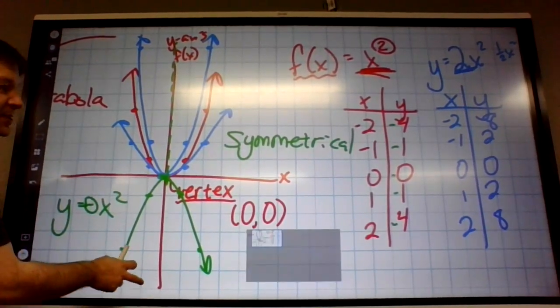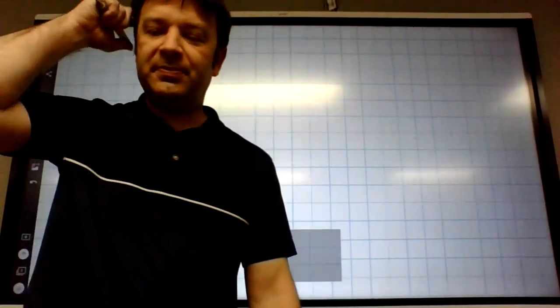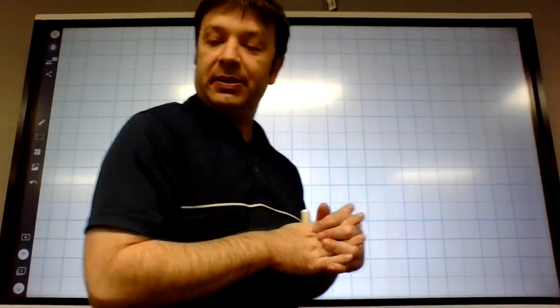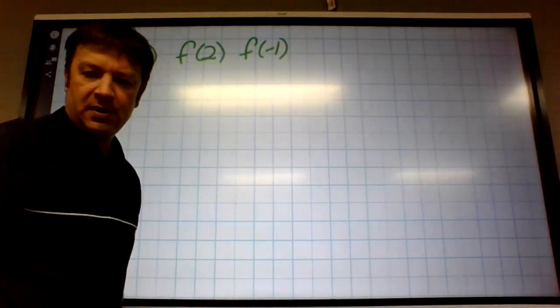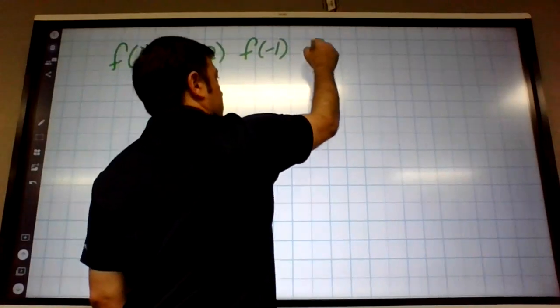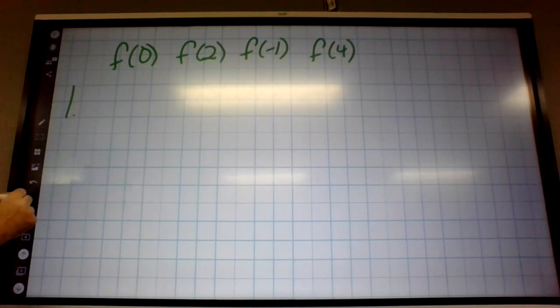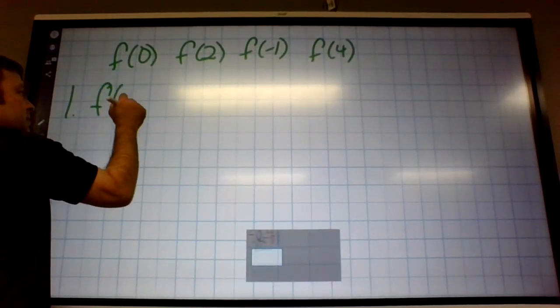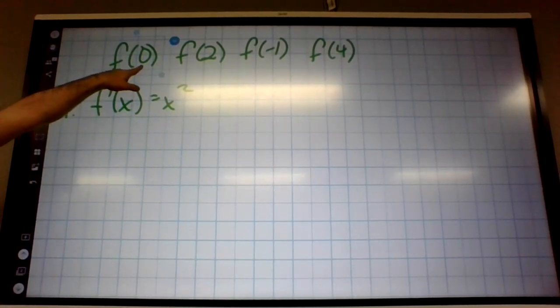Okay, what a big mess. Let's jump in. See what we got here. Numbers 1 through 8 say find f of 0, f of 2, f of negative 1, and f of 4. What do you think they mean by that? Find f. What do you think this means, f of 0?